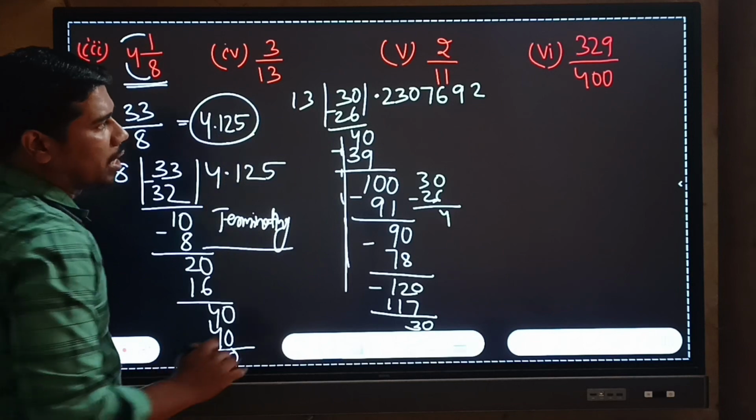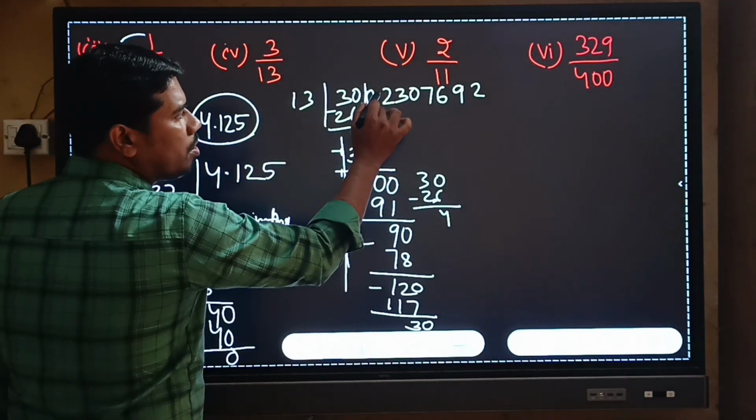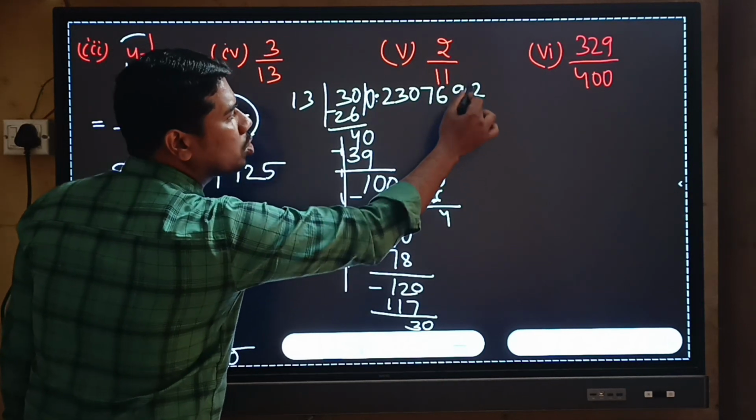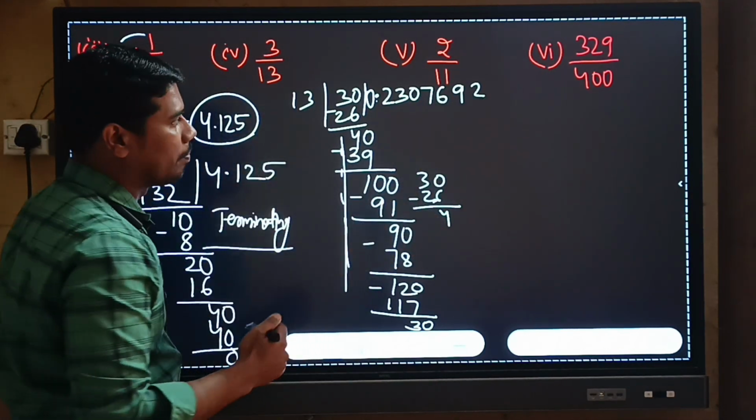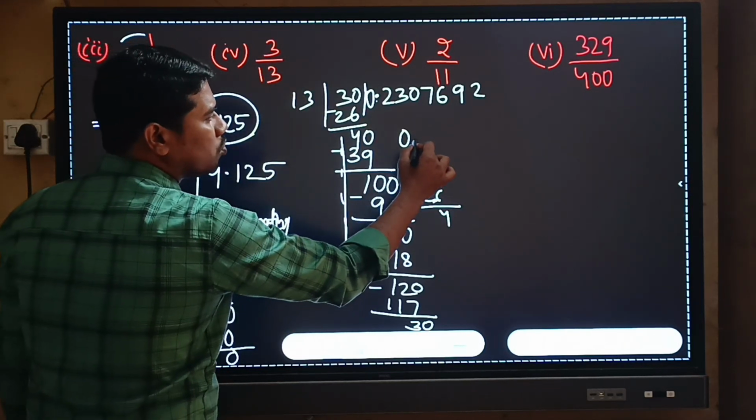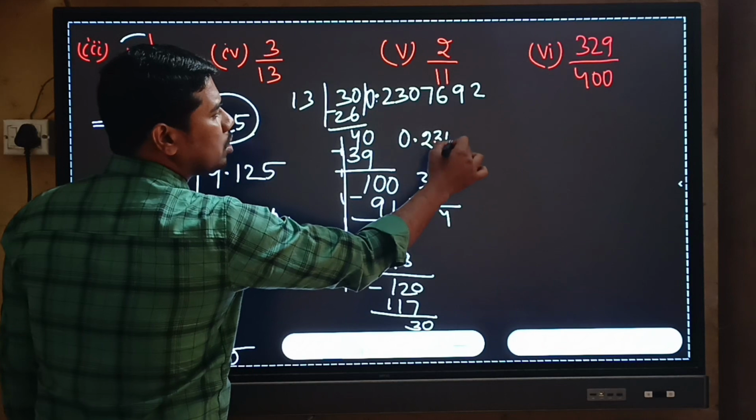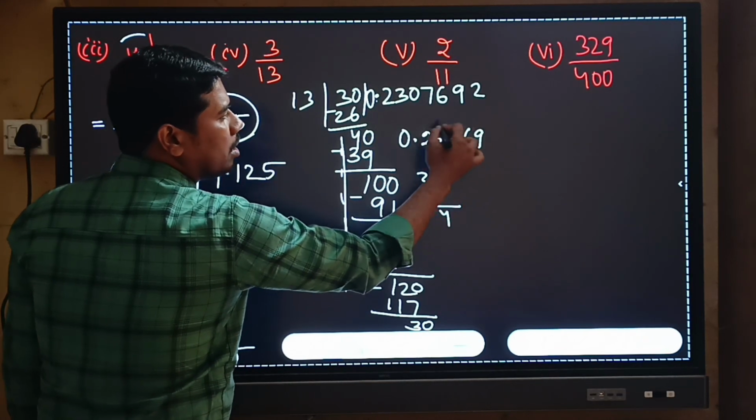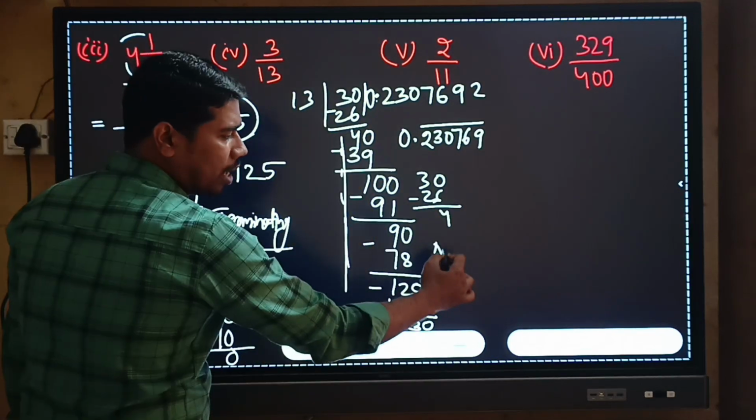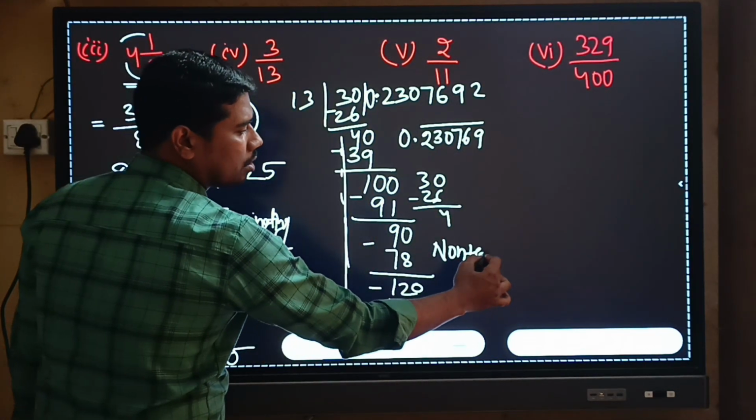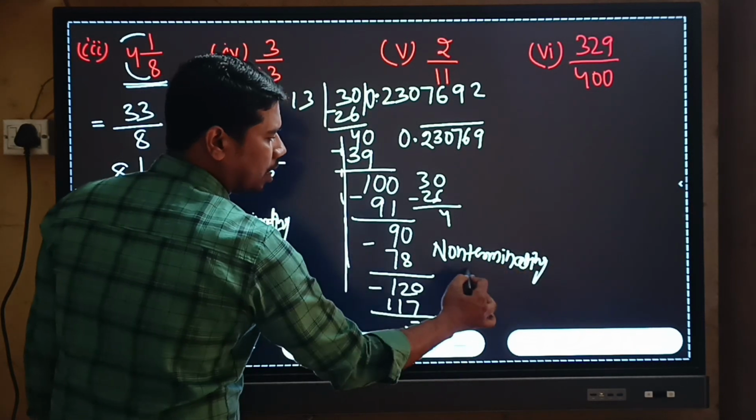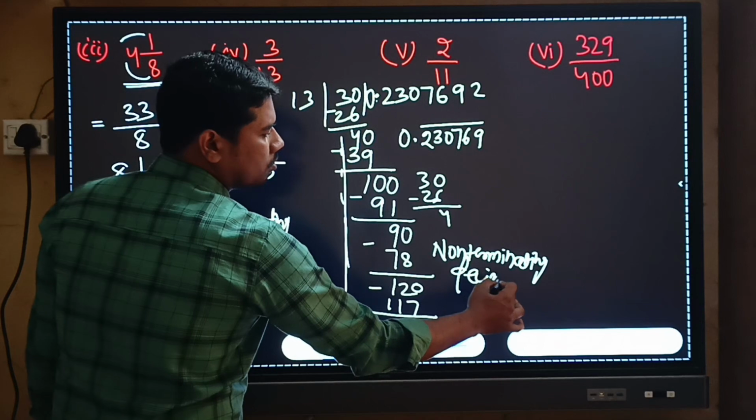So now we observe that after the point there is 0.230769. After that, again 230769 will come. So we can write 3 upon 13 is equal to 0.230769. Again it will repeat, repeated again and again. So it is known as a non-terminating decimal. Okay.